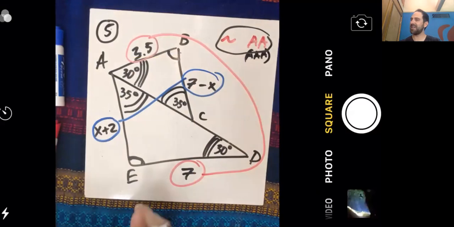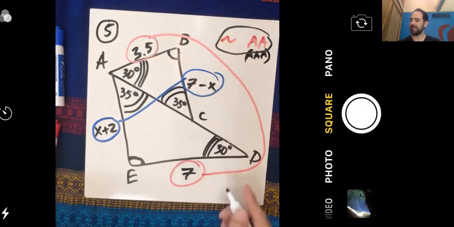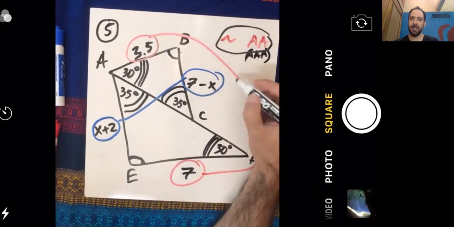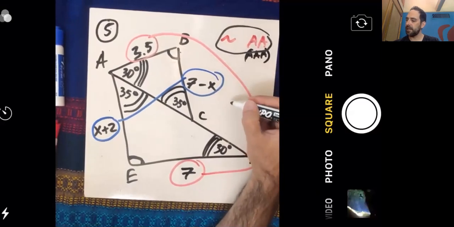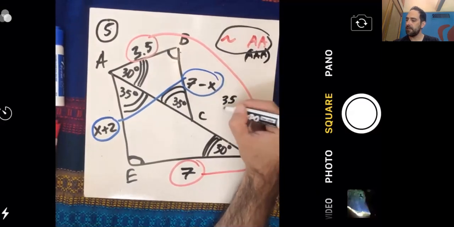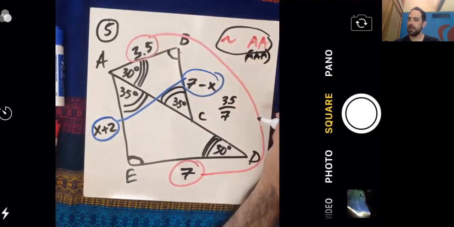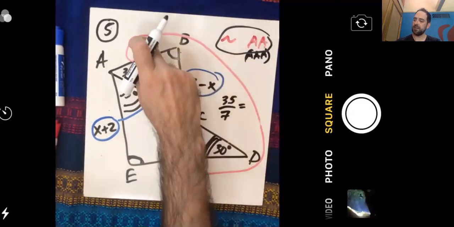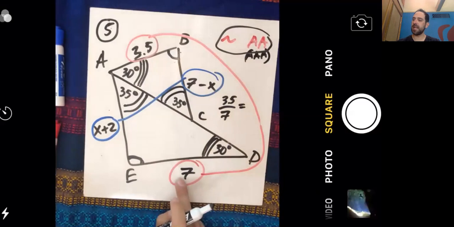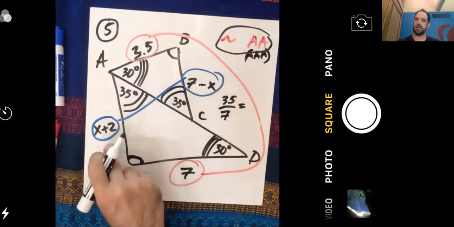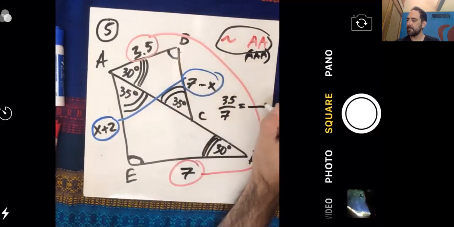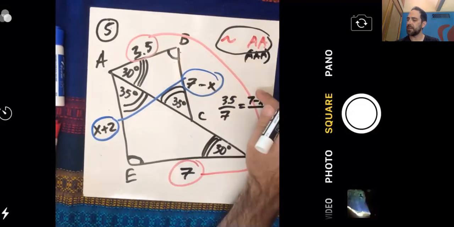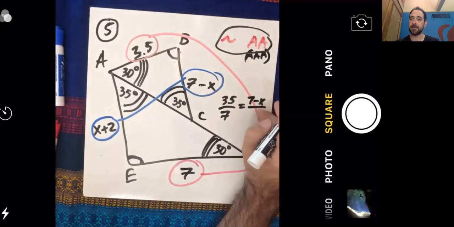So it's gonna be kind of tricky. Where do I write this? I'm gonna write it right here. So what we're gonna do is relate 3.5 to 7, this triangle to this triangle. So let's do the same order, this triangle to this triangle, for the other side that we're comparing. It's just a matter of making sure, because what if I put x plus 2 on the top and 7 minus x on the bottom? It's gonna mess things up.